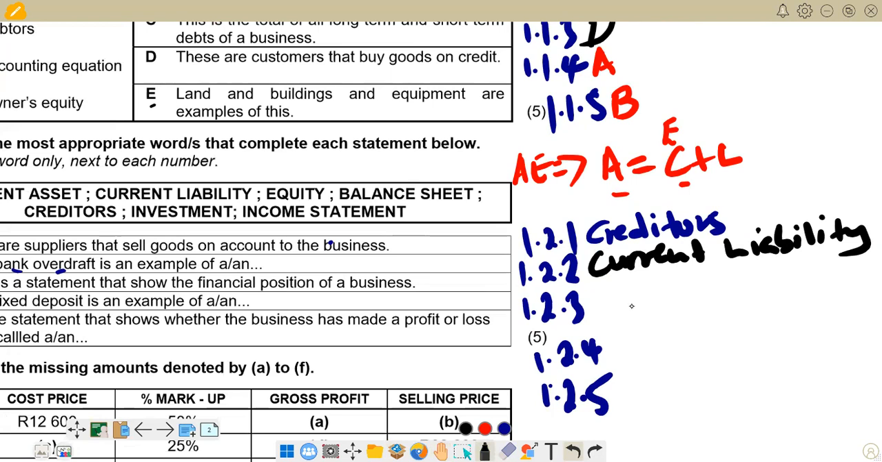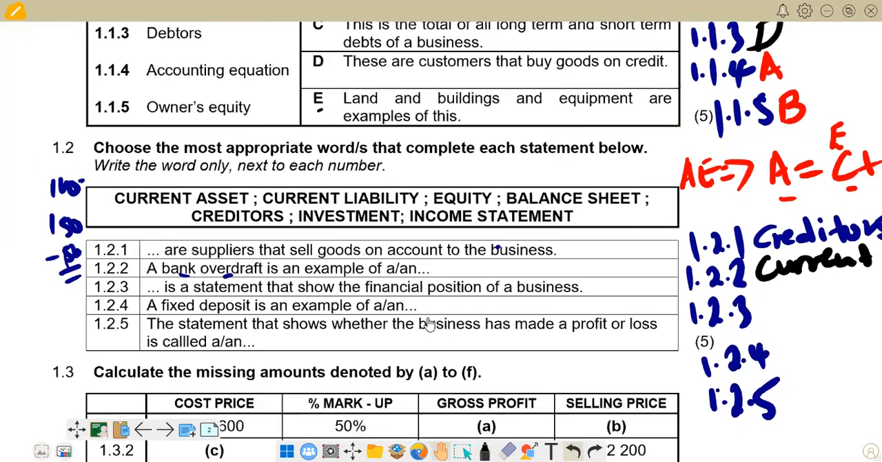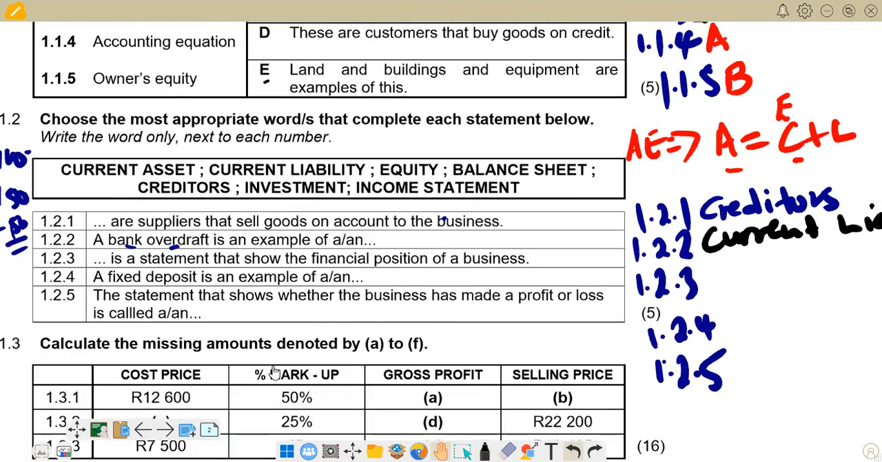This is what we have in terms of 1.2.2. Then we can move on to the next one, which is 1.2.3. Right, on 1.2.3, the question reads, dash is a statement that shows the financial position of a business. We know that the balance sheet is the one that shows the financial position of the business. And when you look at the income statement as one of the financial statements that are prepared, the income statement now shows the financial performance of a business. But in terms of the financial position, it is the balance sheet.